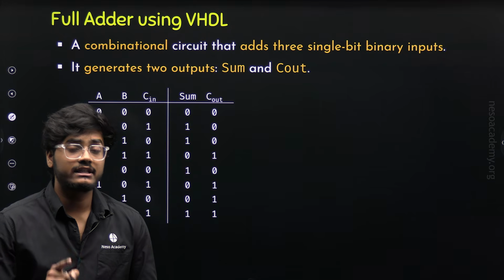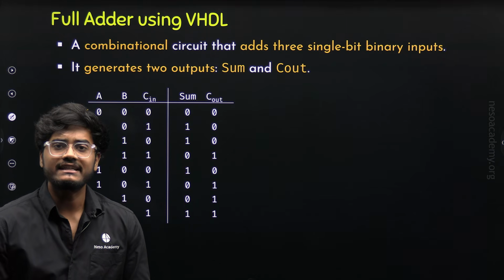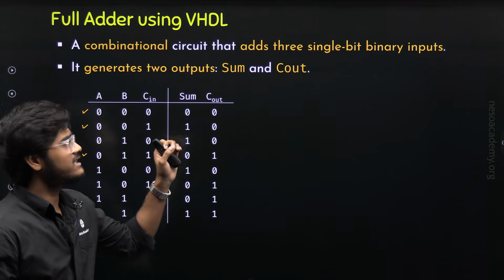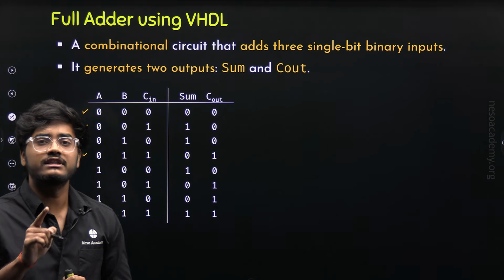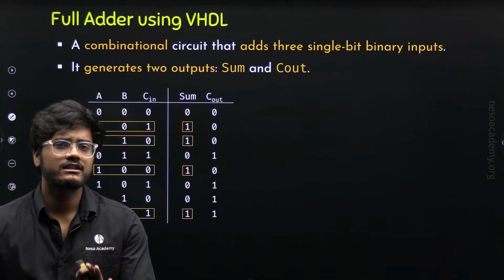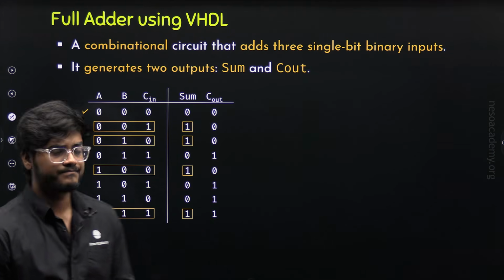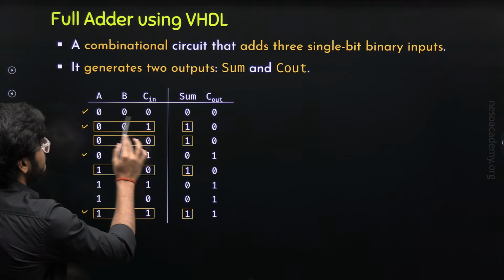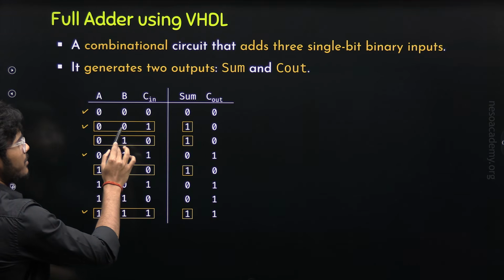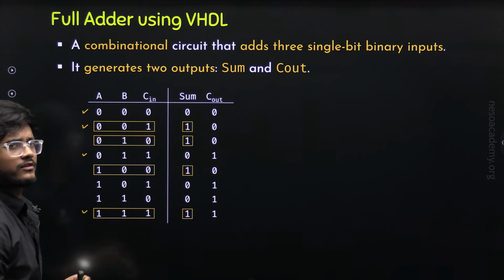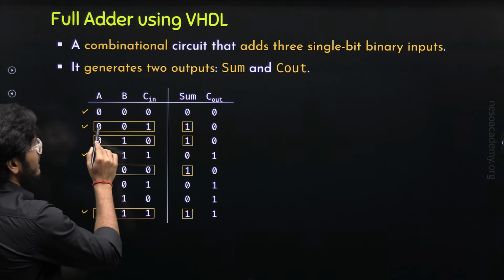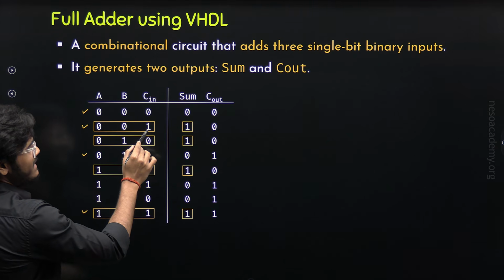Now, in order to construct the logic diagram of the full adder, we need the Boolean expressions for the outputs sum and Cout. Let's consider the output sum. Focus on the combinations where output sum is equal to 1. Now, let's find their corresponding minterms. In this input combination, A is 0, therefore A complement, B is 0, therefore B complement, and Cin is 1, therefore we will directly take Cin. So, the minterm for this input combination is A complement, B complement, Cin.